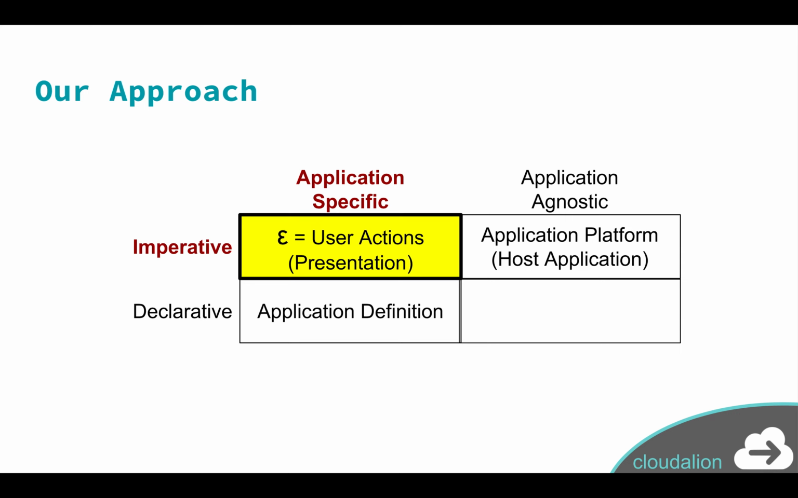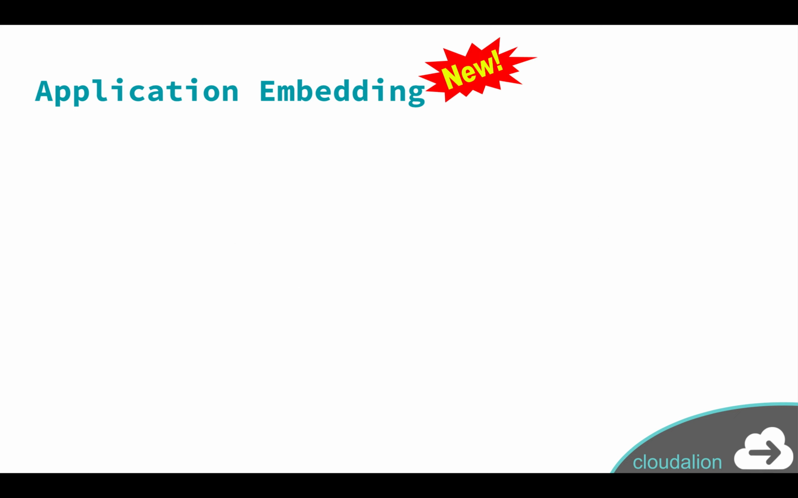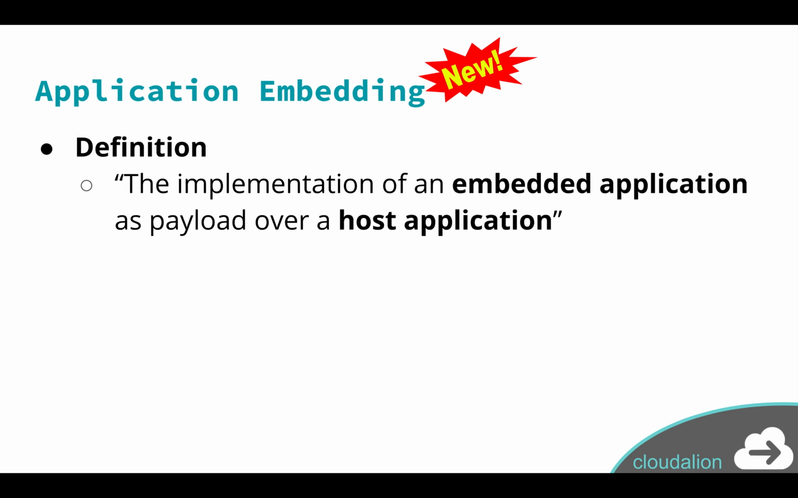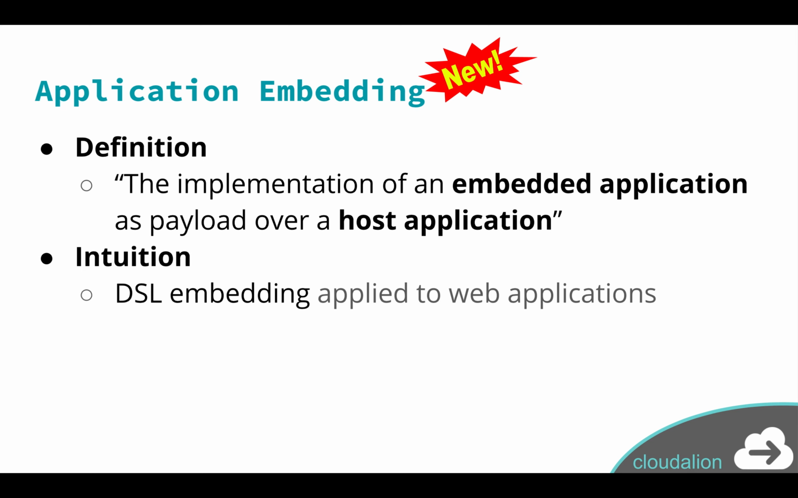And it will only contain user actions, things that happen on the presentation side when a user does things like click a button, because this is an action that needs to be defined imperatively, but we restrict that to the presentation layer, tier only, so its effect on things like overall system performance and scalability are very limited. So our approach is called application embedding. It's defined as the implementation of an embedded application as payload or as data over a host application. And the intuition is that it is DSL embedding applied to web applications.